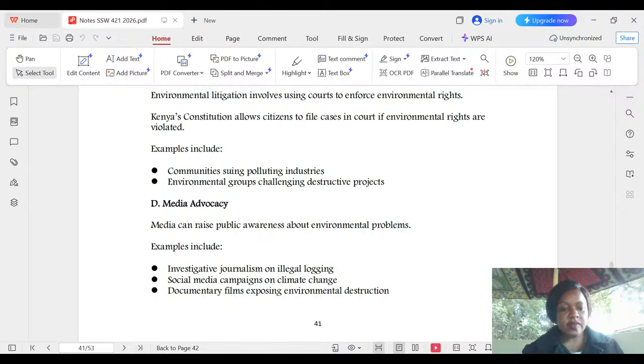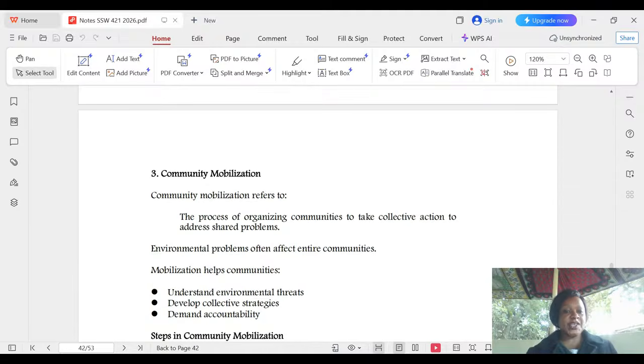Let's move on to community mobilization. You need to mobilize the community to come together about the particular cause at hand. You remember in your community organization practice, communities need to feel that they own a project. And if they don't feel that ownership, they can even jeopardize that project. You are aware of this, of course. Community mobilization, as you know, is a process of organizing communities to take collective action to address shared problems.